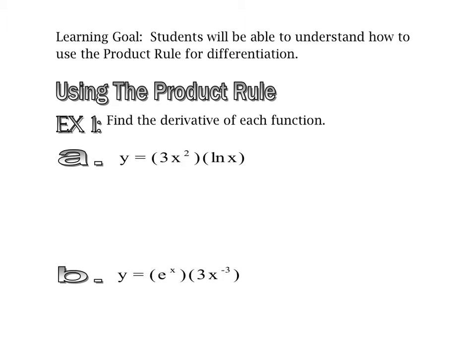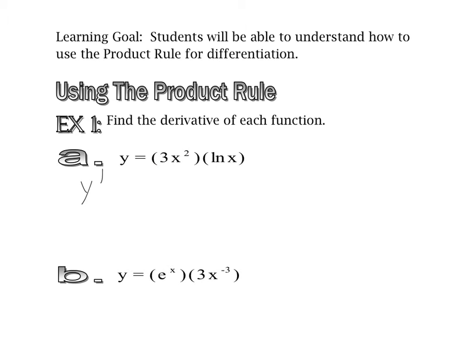Okay, so here we see we have two functions being multiplied together. We got the 3x squared and we got the ln x. And you have a couple options how you want to deal with this. You could just leave the 3 out in front, or you can make the 3 just a part of this function, which is kind of how I'm going to handle it. So let's just go ahead and do it.